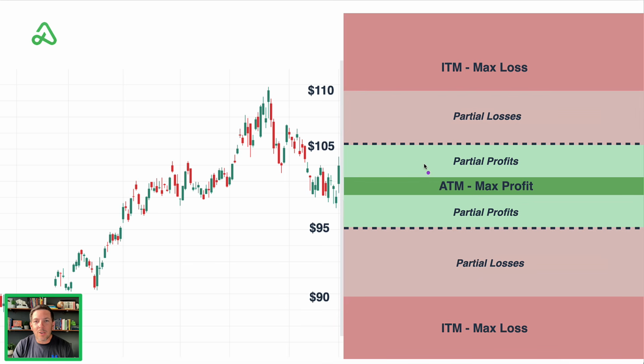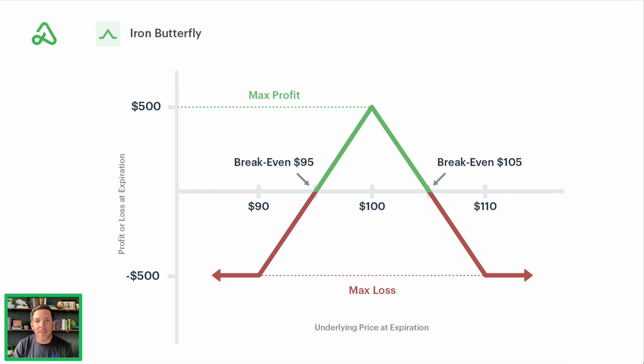Now, outside of that, you have your partial profits down to your break-even points and up to your break-even points. In our example here, this is 105 and 95. So if the stock lands anywhere inside this range, we get some partial profits. If I go back to our payoff diagram, this would be basically between here, 95 and 105. This is going to be our range where we make money on the position. There's no defined amount that we can make because it's not like an iron condor, where we know exactly how much we can make inside that zone.